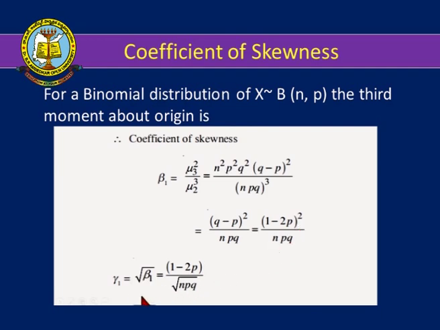Now, we should find the gamma 1 value, that is equal to under root of beta 1, which is equal to (1 minus 2p) divided by under root of npq. This is the coefficient of skewness of the binomial distribution.